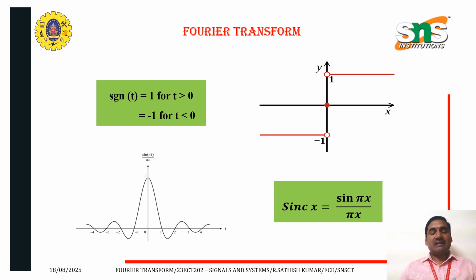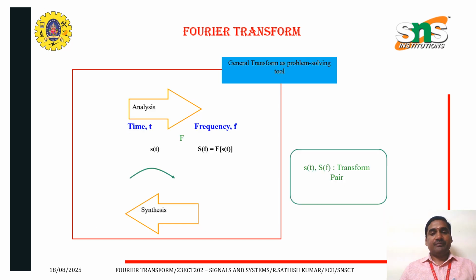Next one, Fourier transform of signum function can be represented as 1 for t greater than 0, minus 1 for t less than 0. Sinc function can be represented by sinc of x is equal to sine pi x divided by pi x. The graphical representation can be shown.